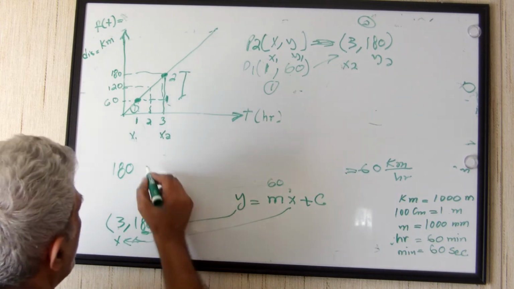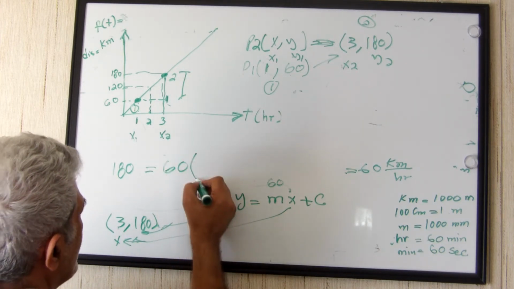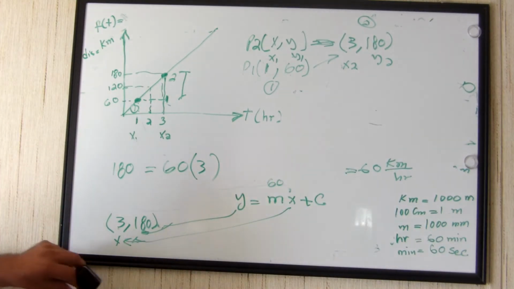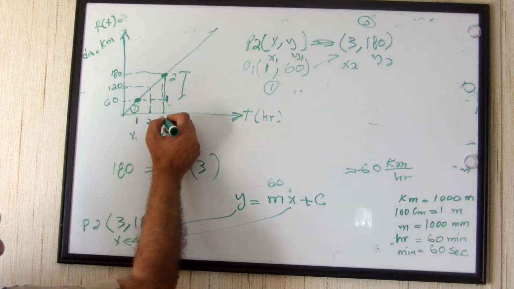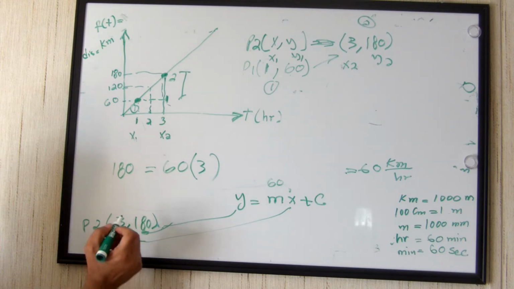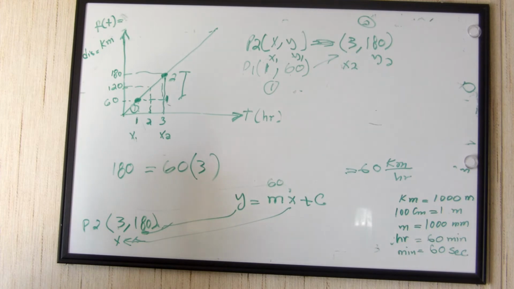See, y, which is 180, is equal to m, 60, times x. What is x here? x is 3. One point. The coordinates of one of the points: the point is 3 for x and y is 180. Always, the first one is x and the second one is y. Always. Never changed.